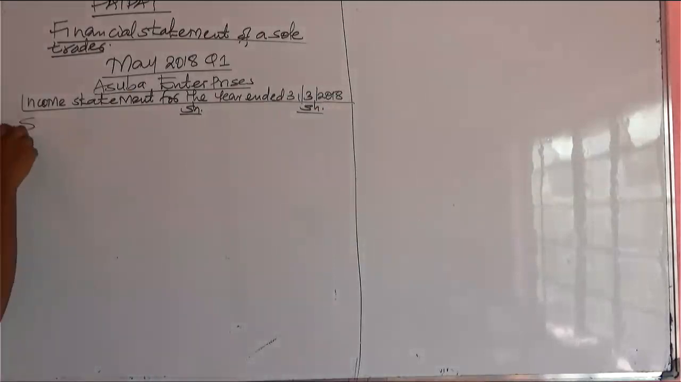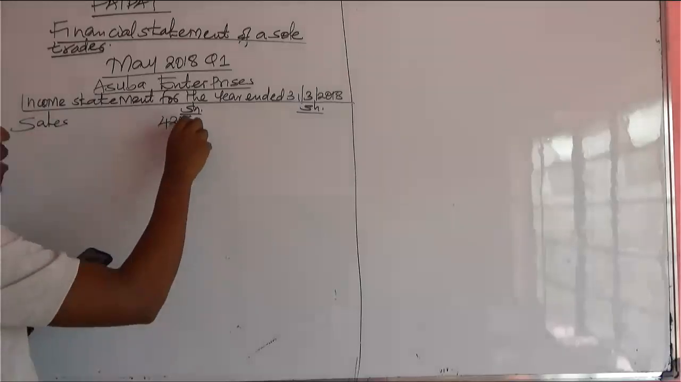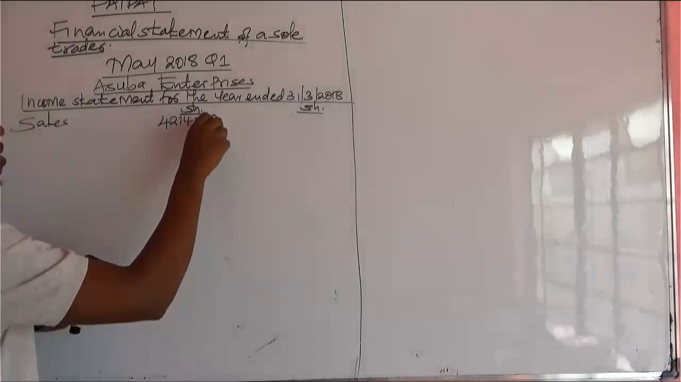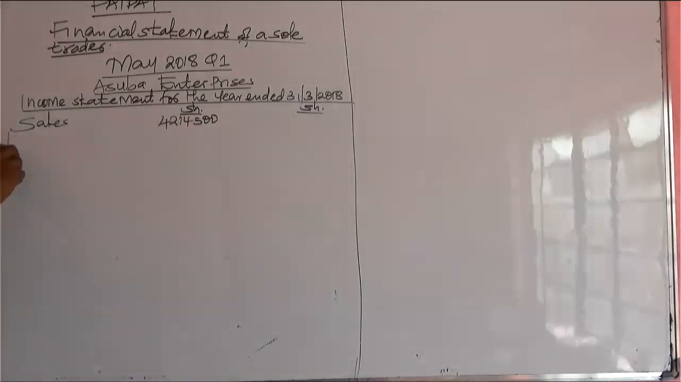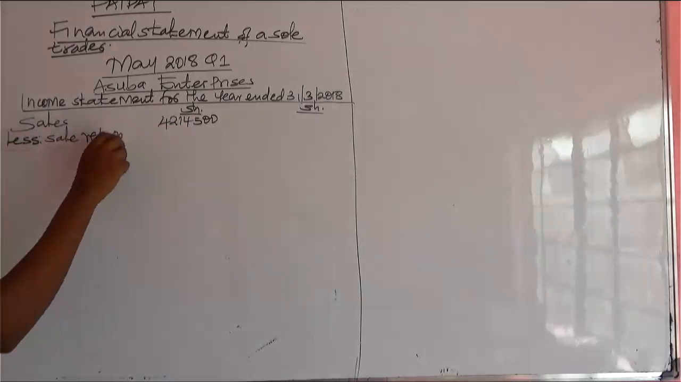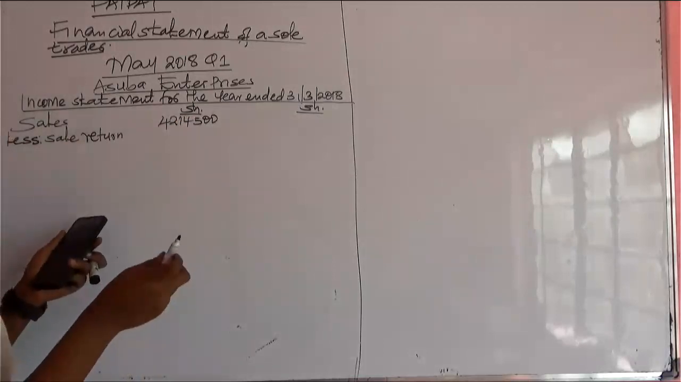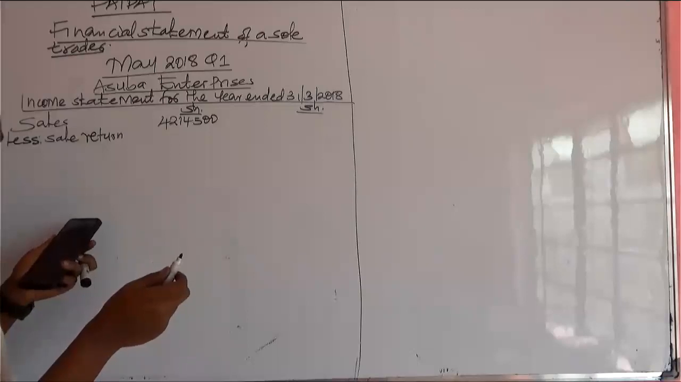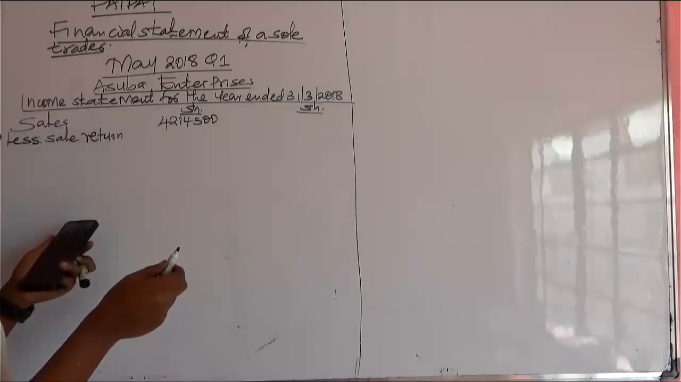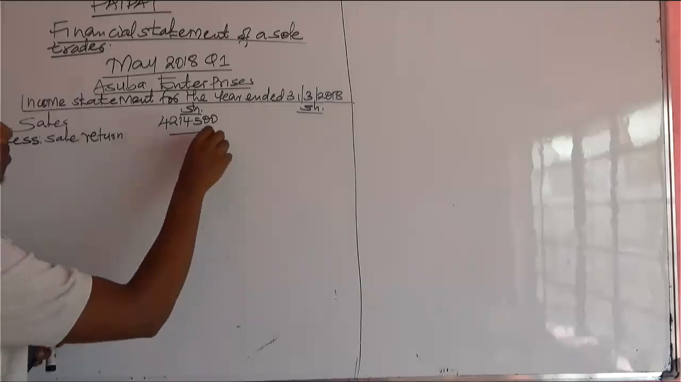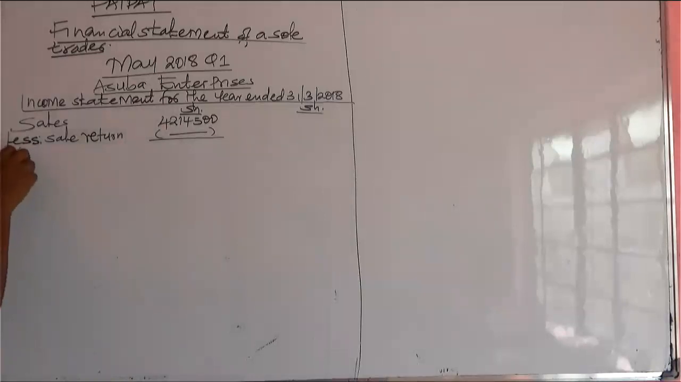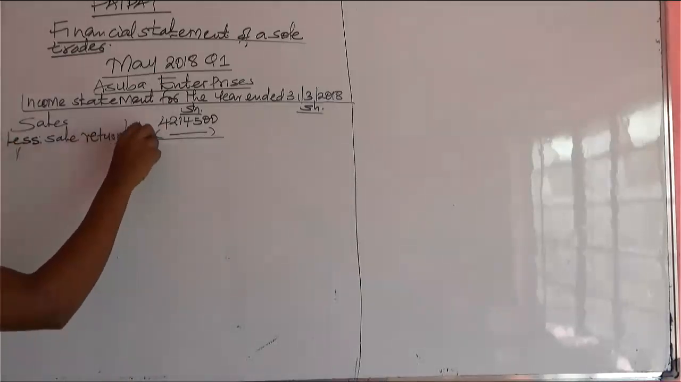In our case here, we normally begin with the sales. We were given the sales, which was 4,214,500. You less the sales returns. These are return inwards, so we call them the sales returns. In our case, were we given the sales returns? No, it was purchases returns. So since we don't have sales returns, this is where you get the sales returns. I've said it is return inwards.